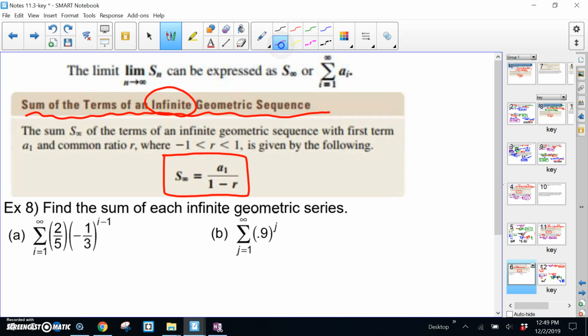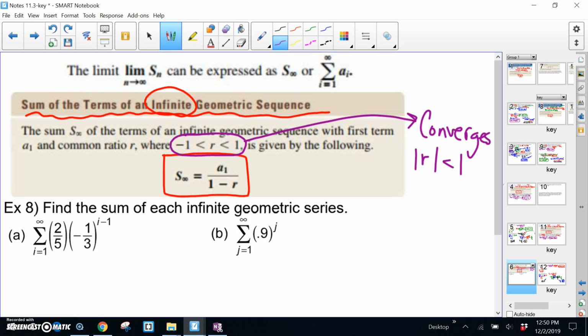One thing that it's important to notice, though: sometimes we don't read the whole box, but you've got to read this because you've got to pick out this piece of information right here. The sum S infinity of the terms of an infinite geometric sequence with first term A1 and common ratio R, where -1 is less than R is less than 1, gives you the following formula. The R value has to be in between -1 and 1, okay? And if that happens, we say it converges. Another way of writing this is to say the absolute value of R is less than 1.